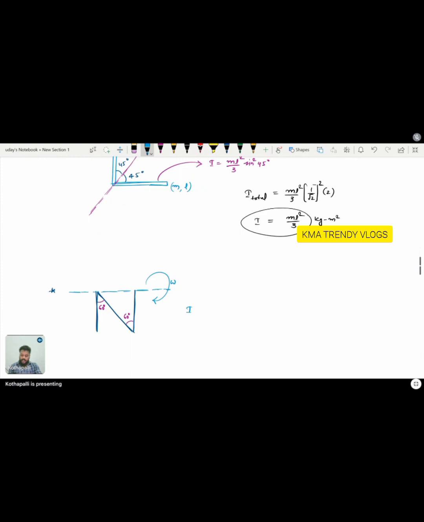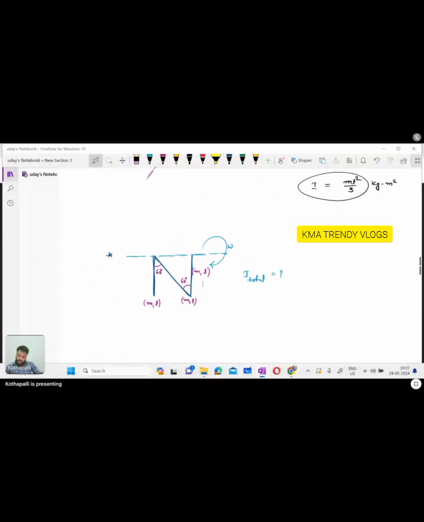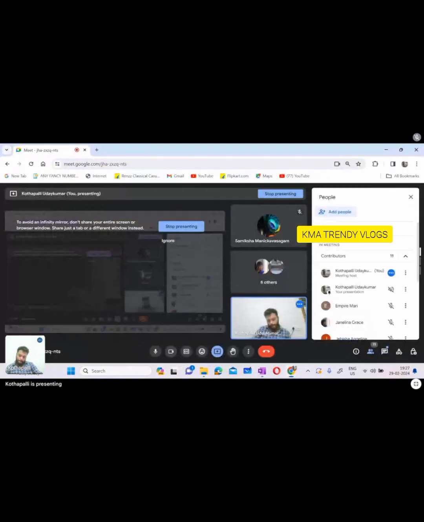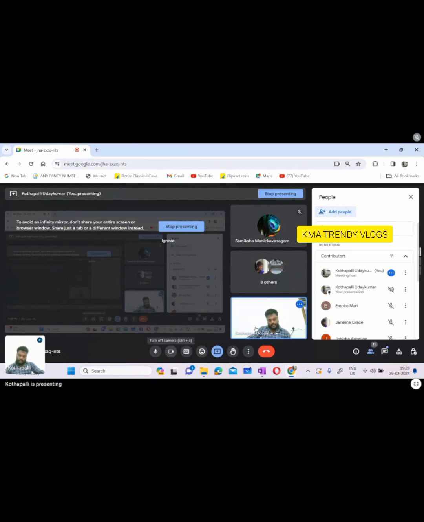So my question is, what is the total moment of inertia of this letter N if each part of this N has mass M and length L, mass M, length L, mass M and length L? You have to solve it and post the answer in the message. Make it fast. I'll give you just 2 minutes time. Purida, are you there or left the class? Try. I'll give you 2 minutes time.